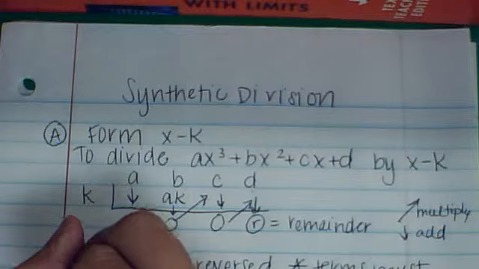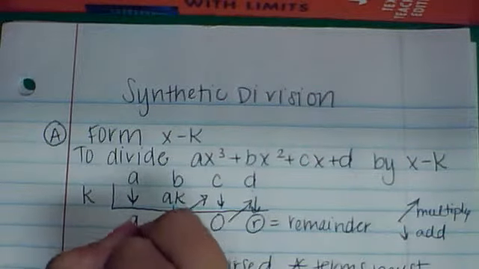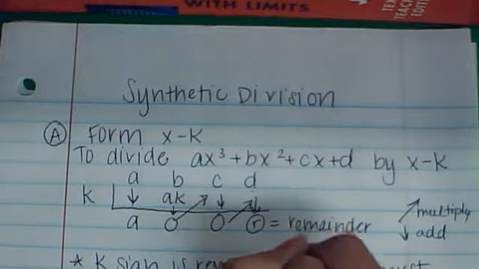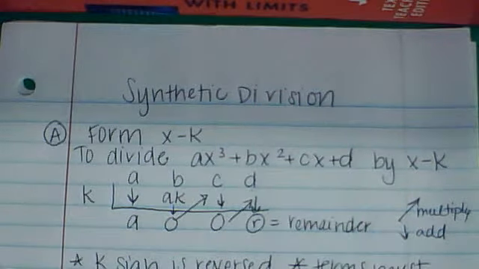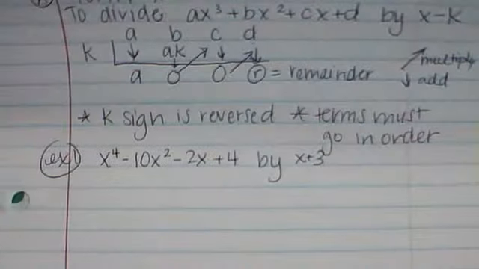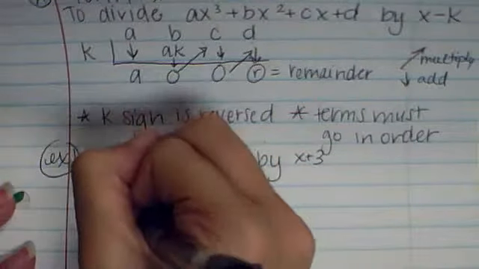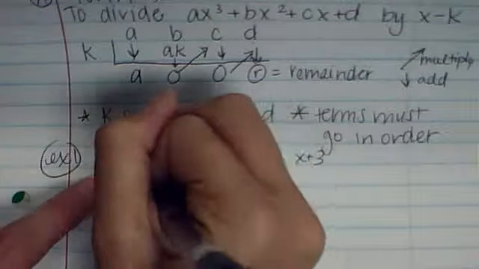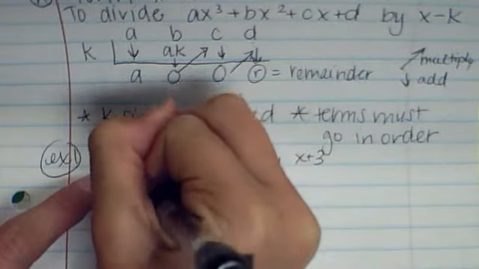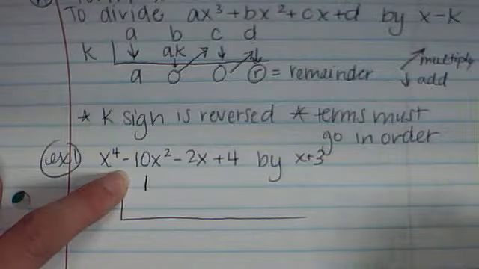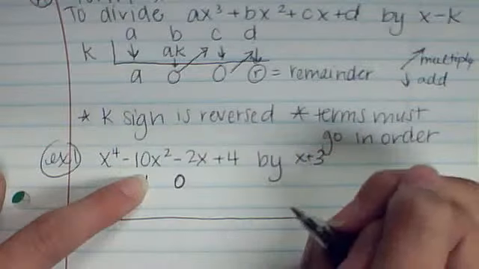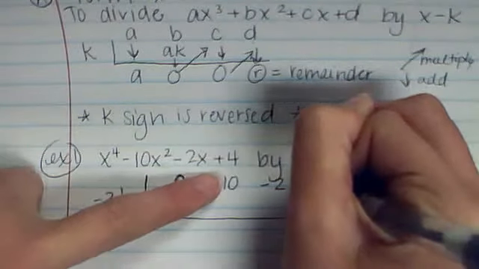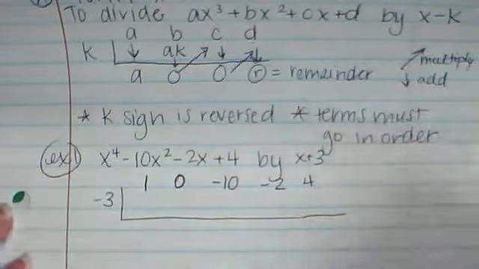Okay, some examples. Number 1. You want to divide x to the 4th minus 10x squared minus 2x plus 4 by x plus 3. Okay, so we're going to start by writing the plus 3. Remember, we switched the sign right here. Then we write the numbers out front. In front of x to the 4th is 1. There is no number in front of x cubed, so that's 0. The number in front of x squared is negative 10. In front of x is negative 2. And by itself is 4. So that's the numbers we're going to use.